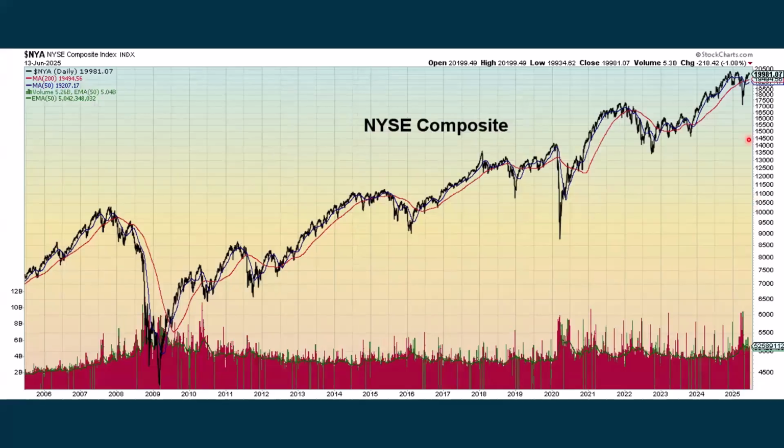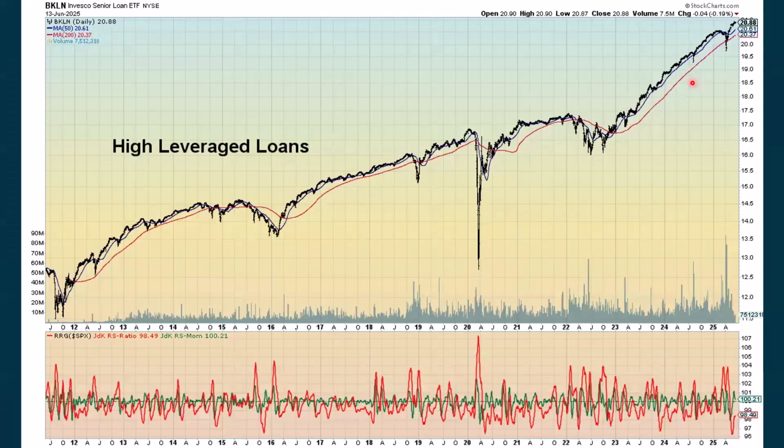The NYSE Composite, which is holding up better. This is more of a broad market measure. It got hit with everything else, but it's been holding up better than some of the indexes. It's a little less volatile. High leverage loans, still looking really good here. This is another barometer of the economy, and it's in a pretty solid uptrend here.